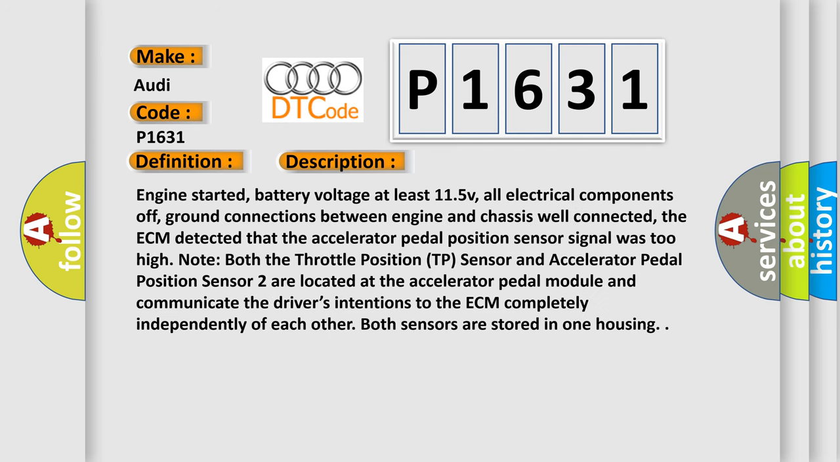Engine started, battery voltage at least 11.5V, all electrical components off, ground connections between engine and chassis well connected, the ECM detected that the accelerator pedal position sensor signal was too high. Note: both the throttle position TP sensor and accelerator pedal position sensor 2 are located at the accelerator pedal module and communicate the driver's intentions to the ECM completely independently of each other. Both sensors are stored in one housing.